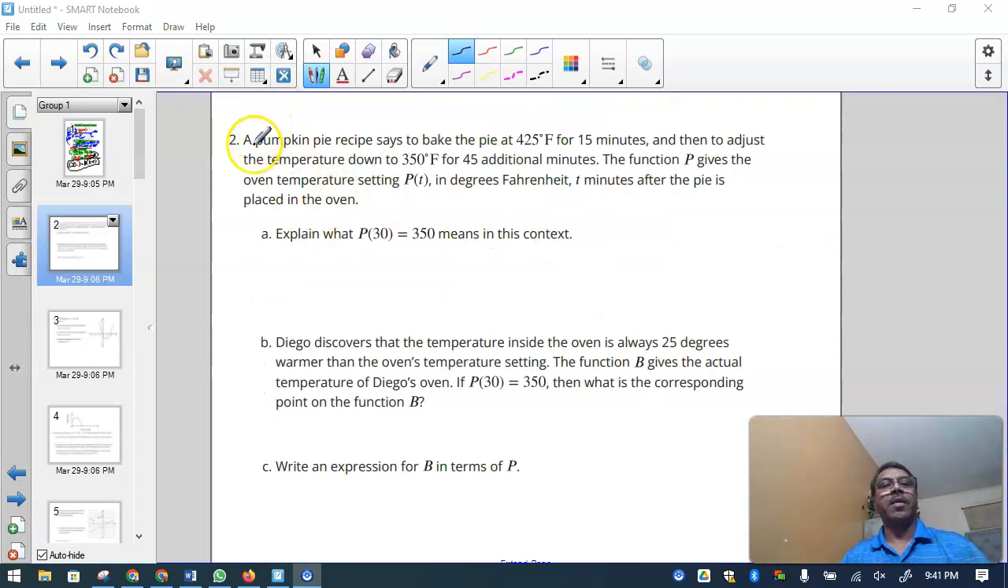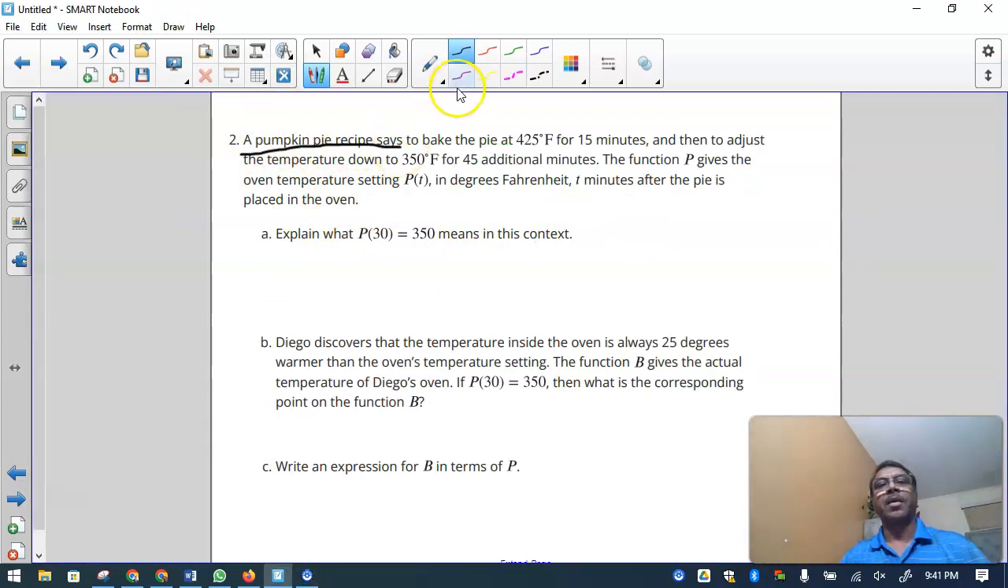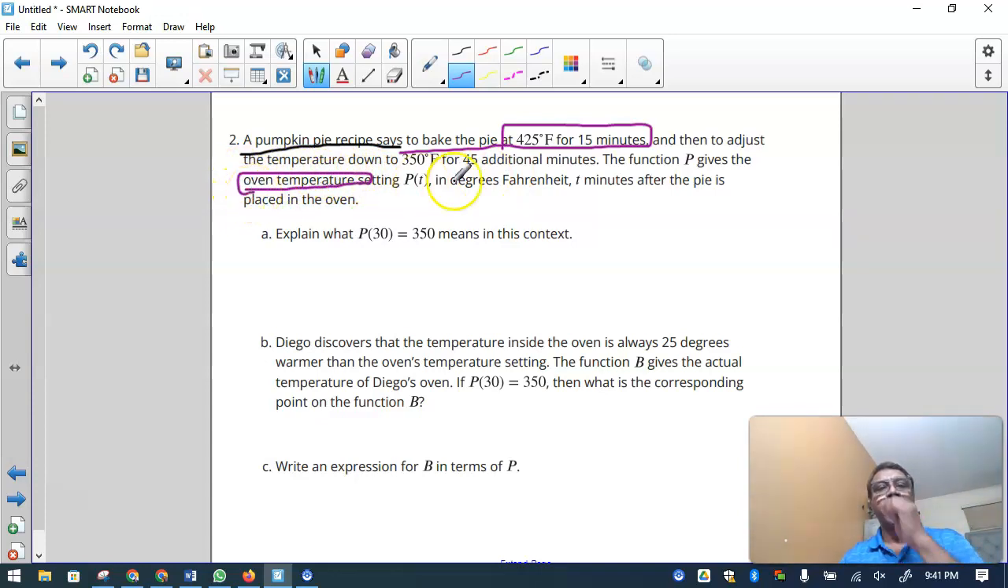Again, read the question. The second question says, a pumpkin pie recipe says to bake the pie at 425 for 15 minutes. This is important information. So it may be the temperature in the beginning of the oven. Now we are talking about oven temperature, right? So you set the thermostat to 425 for 15 minutes, and then adjust the temperature down to 350 for an additional 45 minutes.